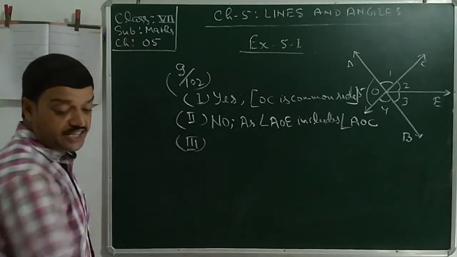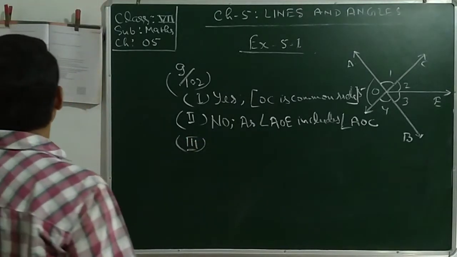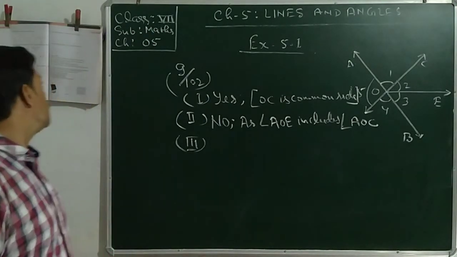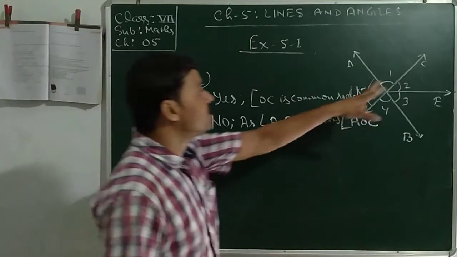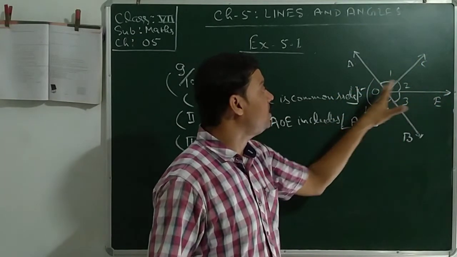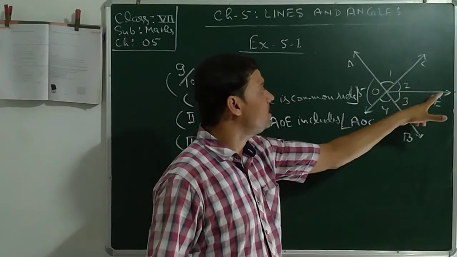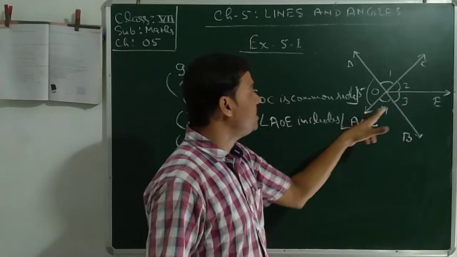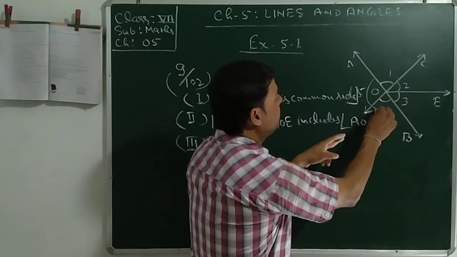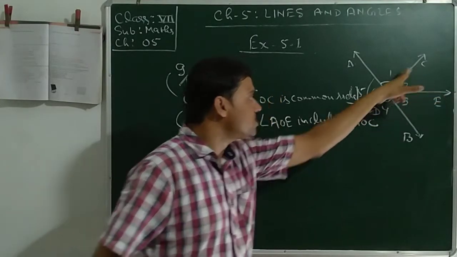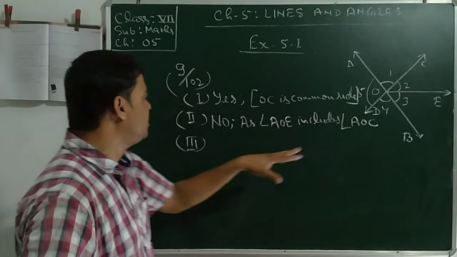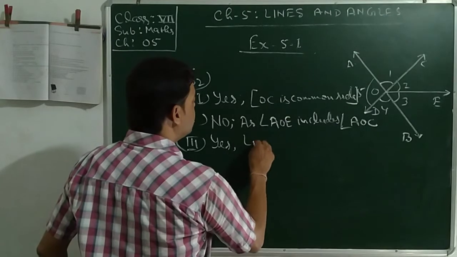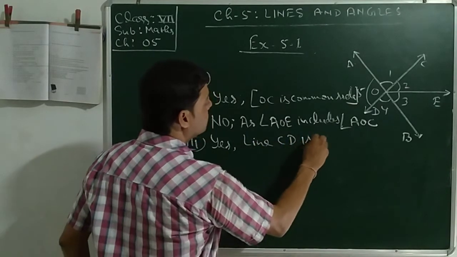Now, the third part is, do angle COE and EOD form a linear pair? COE and EOD. I had written D here, that I have rubbed right now. So EOC and EOD make the straight line CD. So we will write yes, line CD is formed.